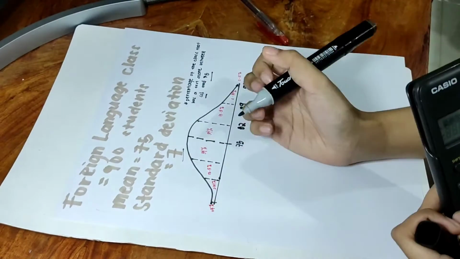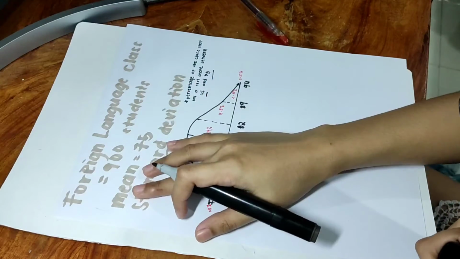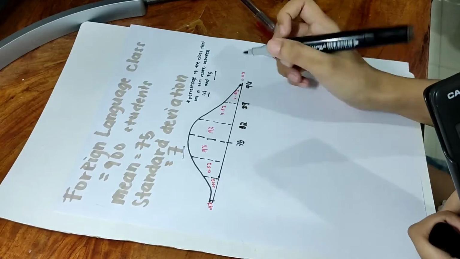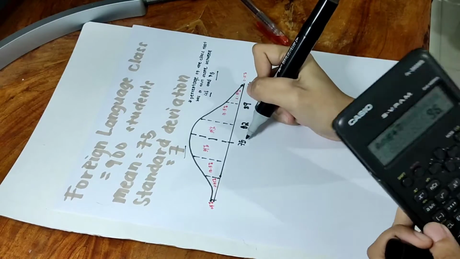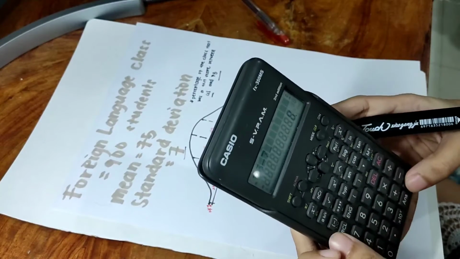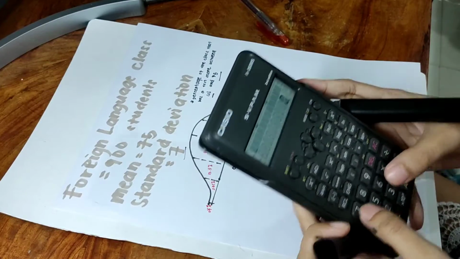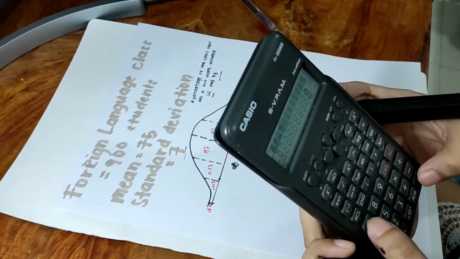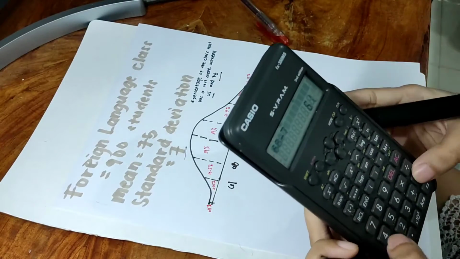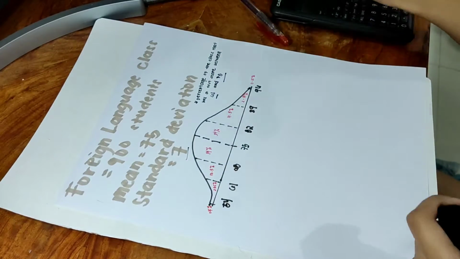On the other side, remember that this side is positive and this side is negative. But you don't have to write the negative sign on the left side. Instead, we subtract 7 from 75. So, 75 minus 7, you'll get 68. And 68 minus 7, you'll get 61. And 61 minus 7, you'll get 54. So, we have it.